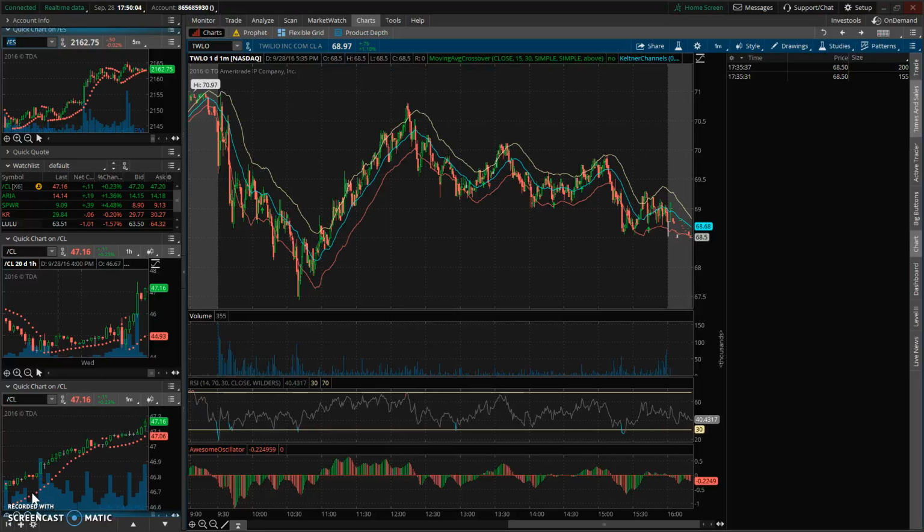All right, yeah. So this is my trade recap on Twilio. It was a pretty decent swing trade in my opinion. I got in at about 53 bucks and sold pretty much around 70. I didn't catch the exact top obviously, but within a dollar's forgiveness, I think I did pretty well. I made about 30%.